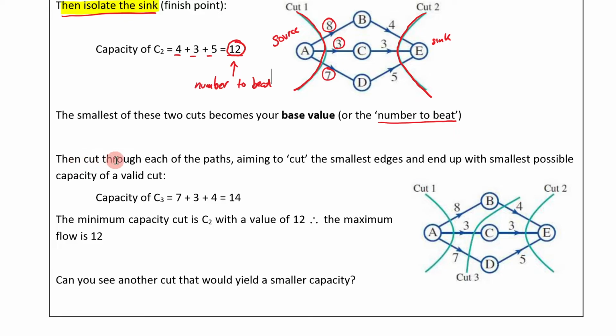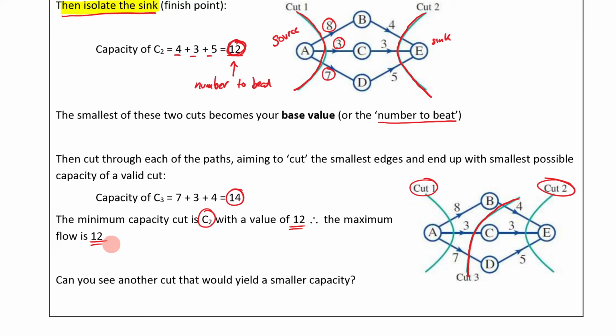Then cut through each of the paths, aiming to cut the smallest edges and end up with the smallest capacity of the valid cut. So for instance, now that we've done cut 1 and cut 2, you want to say, all right, can I cut this another way that beats 12? So you might say, what if I went 4, 3, and 7? Well, if I do that, I end up with 14. But 14 is not smaller than 12. So the minimum cut is C2 with the value of 12. Therefore, the maximum flow is 12.